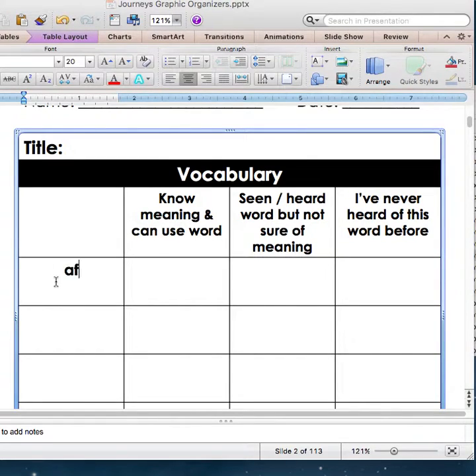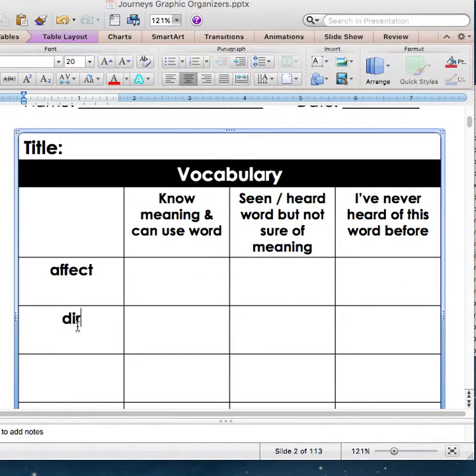Our first vocabulary word is effect. So you can write the word effect, and then you can decide, do you know this word and how to use it? Have you seen it before, but you're not really sure what it means? Or you've never heard this word before? You can put an X or a check mark in whichever box makes the most sense for you.